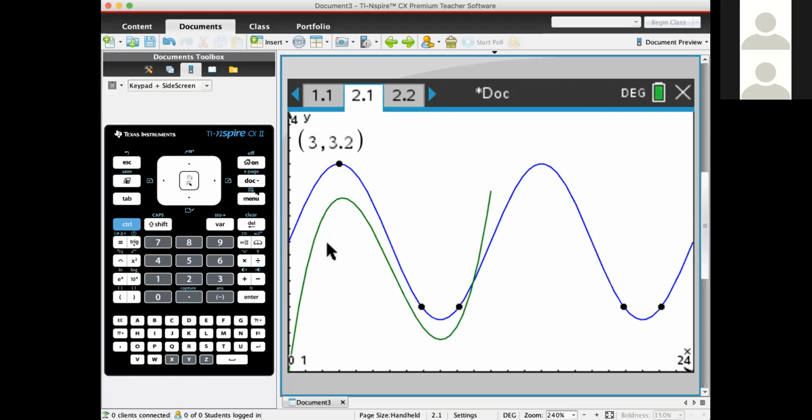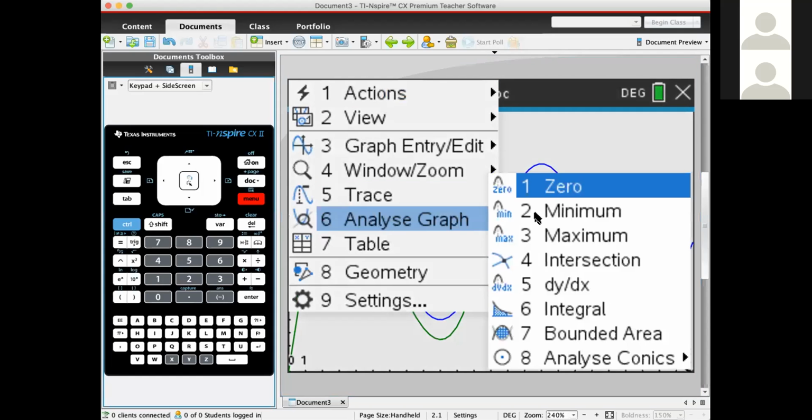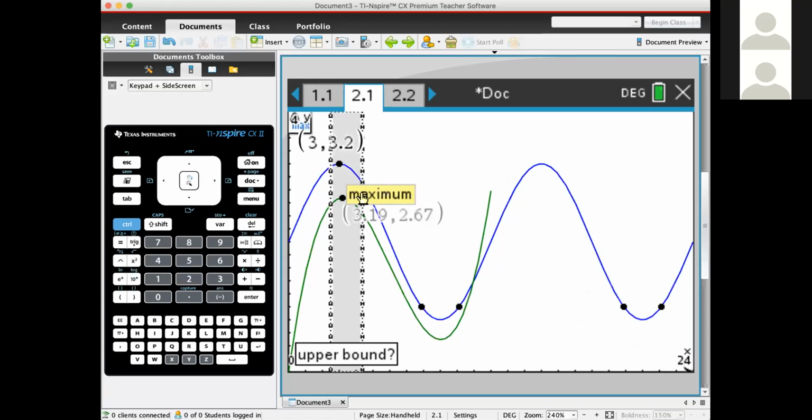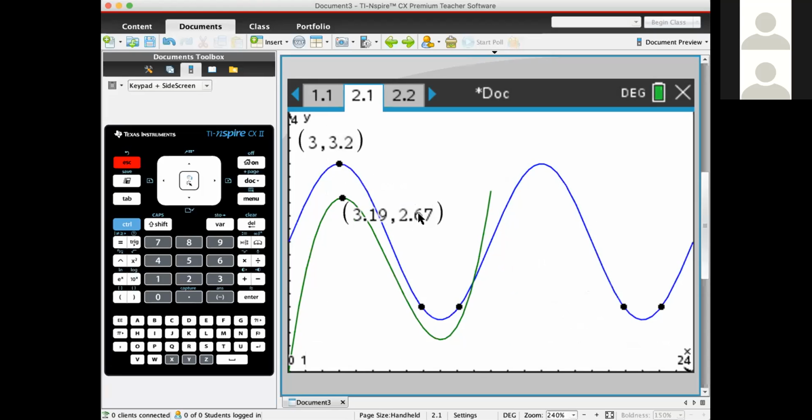For the green graph, let's go back and do the same thing. Analyze that graph, the maximum height of the green graph. Oh, the maximum here is 3.19 hours. t is the x-axis, then the y-axis. So the maximum height is 3.2, and the maximum height is 2.67 for the green. Obviously you can say, according to the second model, the maximum height is just 2.67, whereas according to the first model, the maximum height is 3.2.